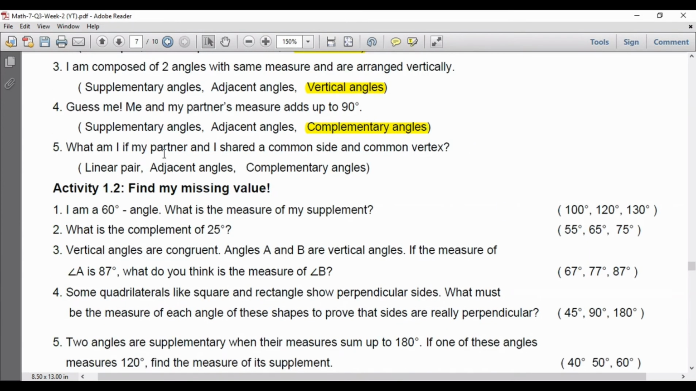Okay. What am I if my partner and I share a common side and common vertex? Ano yun? Okay, they are adjacent angles. Common side. Ang linear pair, do they have common sides? Yes. Do they have common vertex? Yes. Okay, so yun din yun. So, it's also a linear pair.